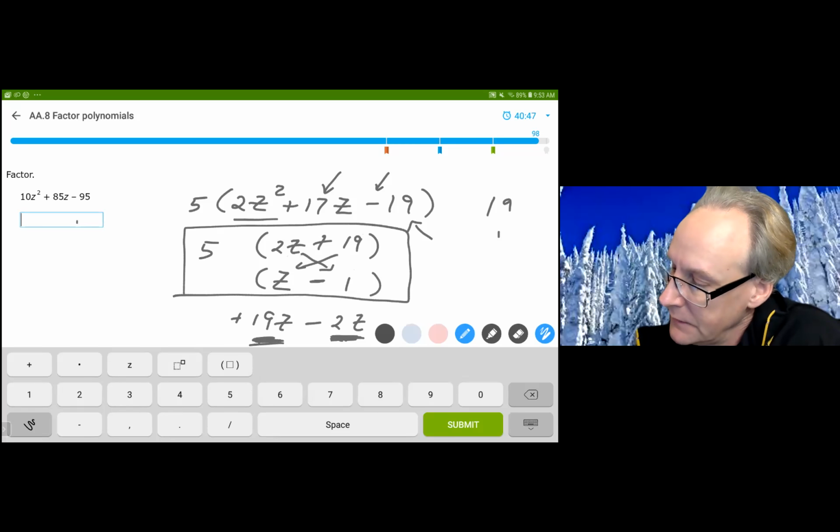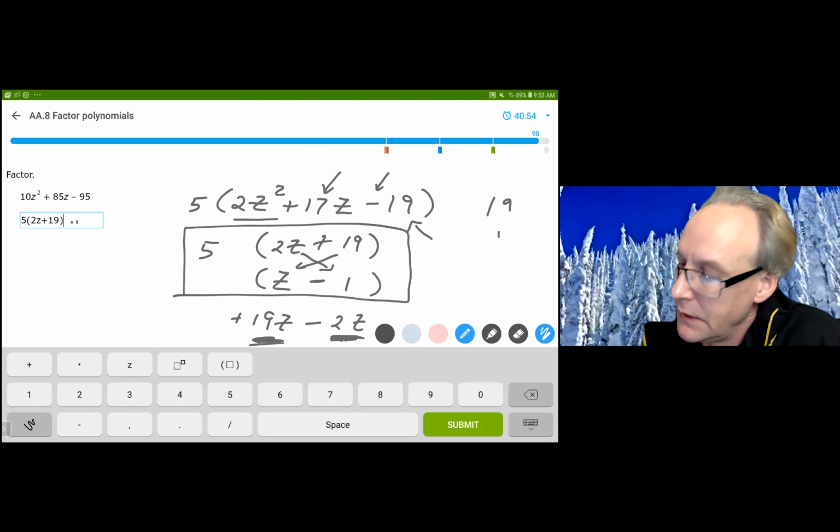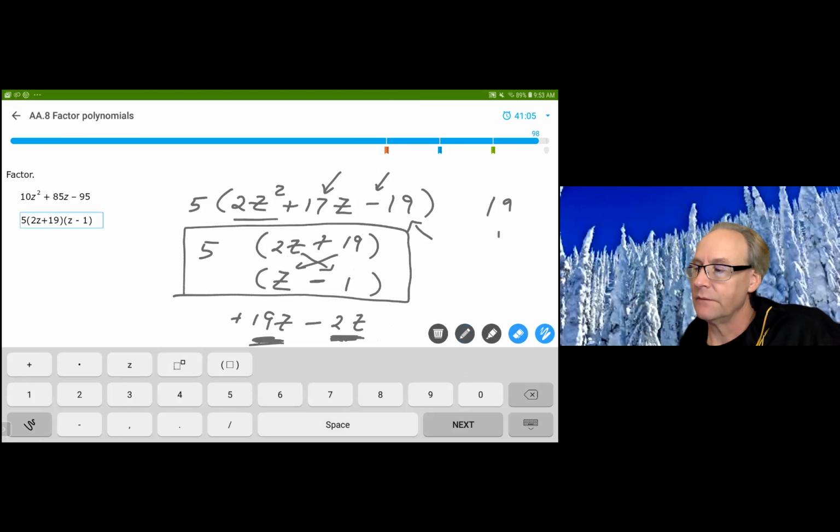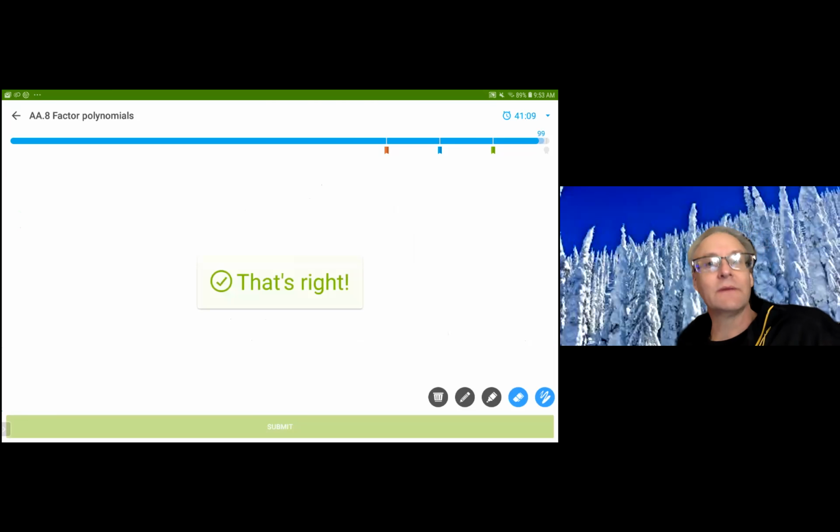So we have 5 times 2z plus 19 and a z minus 1. And go ahead and erase it so we can see it. There it is. Very pretty. Okay. Looks like we have one last one and then we're done.